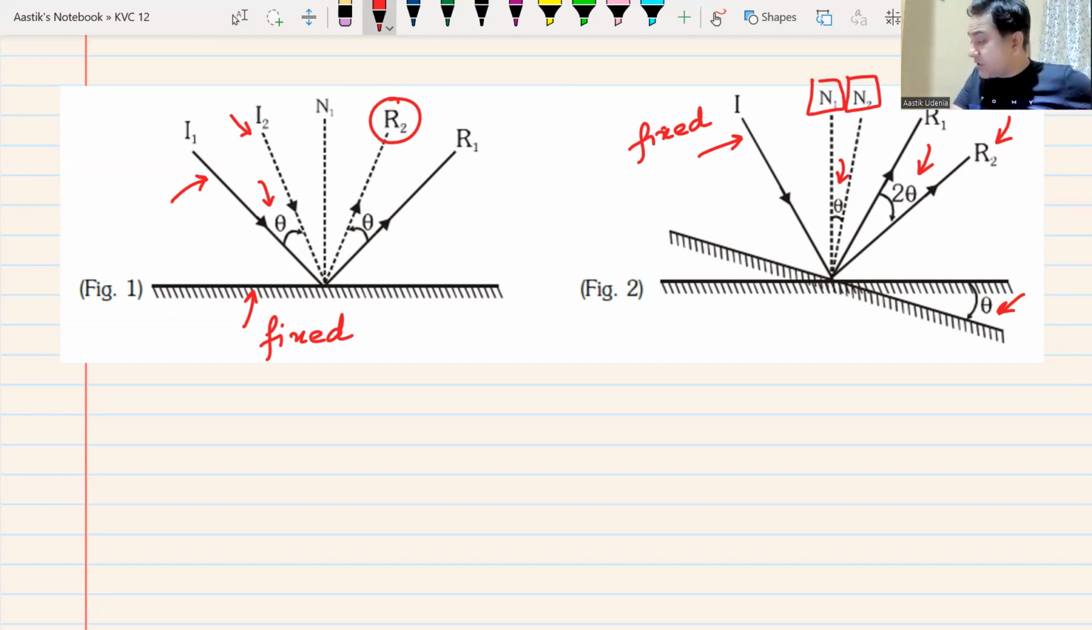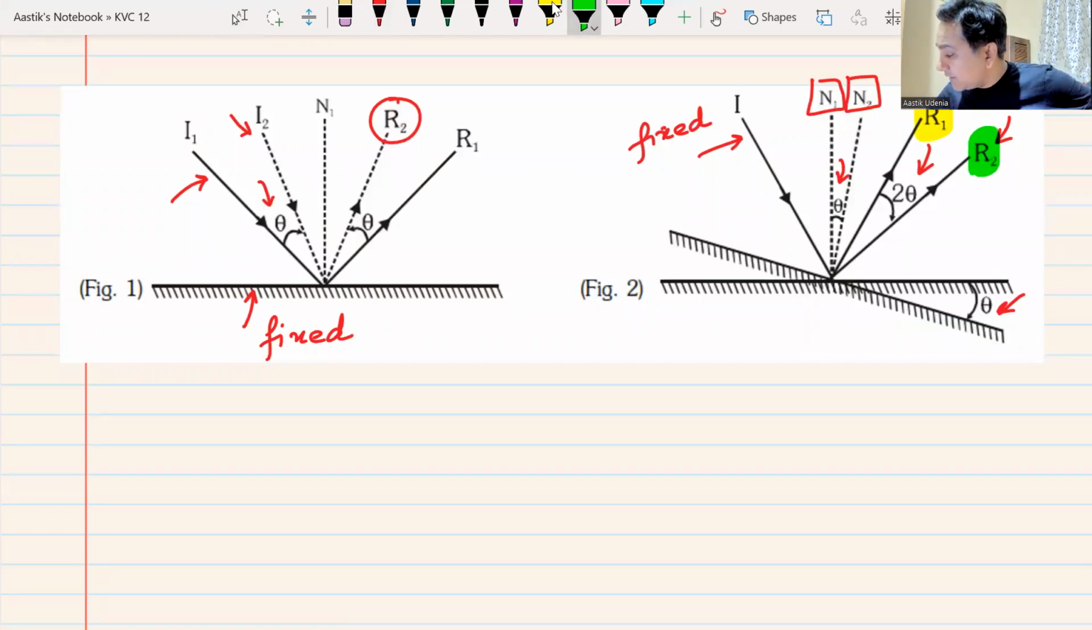Sir, is that 2 theta with respect to the second normal? No, beta, this 2 theta is not with respect to the normal. As you can see, my dear friend, it is always with respect to the original ray. This is the original reflected ray, the yellow one. Do you see this, beta? Yes, sir.